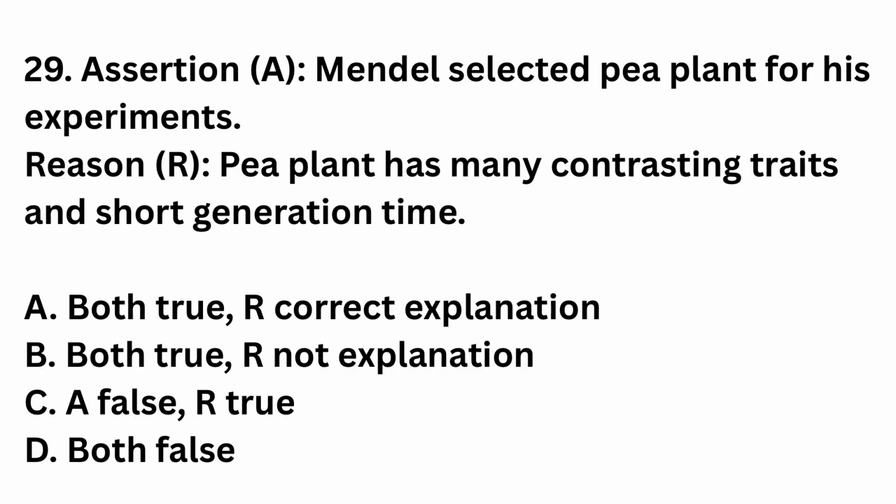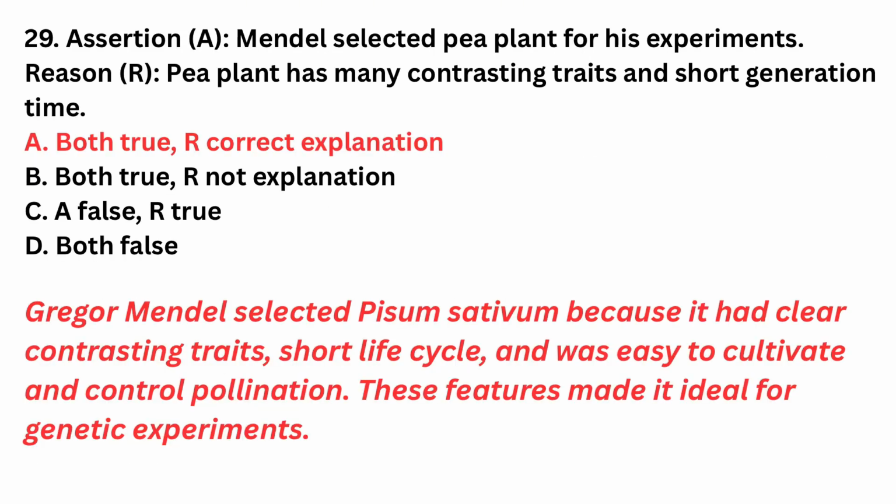Question number 29. Assertion: Mendel selected pea plant for his experiments. Reason: pea plant has many contrasting traits and short generation time. Both true, reason correct explanation. Both true, reason not explanation. Assertion false, reason true. Both false. The right answer is option A, both true, reason correct explanation. Gregor Mendel selected Pisum sativum because it had clear contrasting traits, short life cycle, and was easy to cultivate and control pollination. These features made it ideal for genetic experiments.